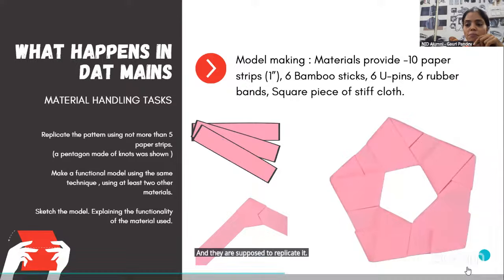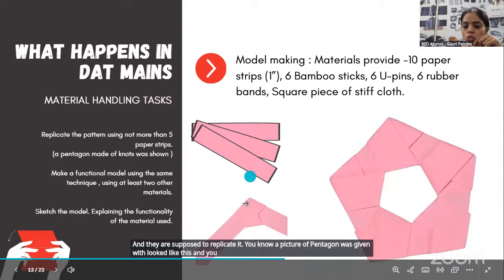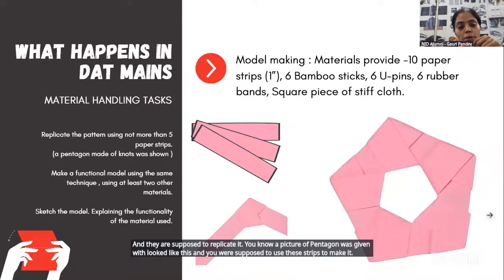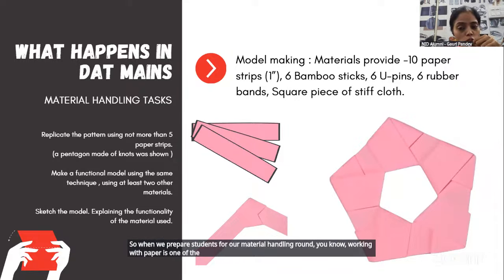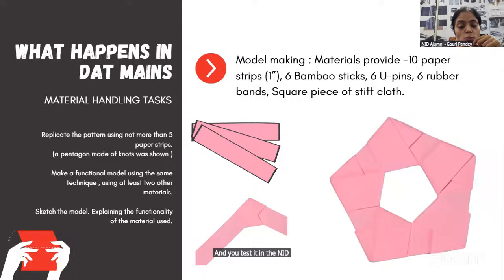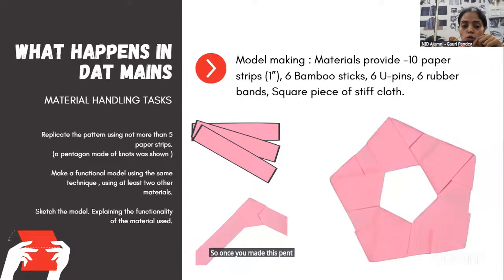A picture of pentagon was given which looked like this, and you were supposed to use these strips to make it. So when we prepare students for a material handling round, working with paper is one of the most primary skills they do. It's not restricted to making cubes and cuboids. Remember that. That's very easy to take up. When you test it in the NID paper, it goes much beyond that. How do you create various structures using variety of materials? That's the focus.